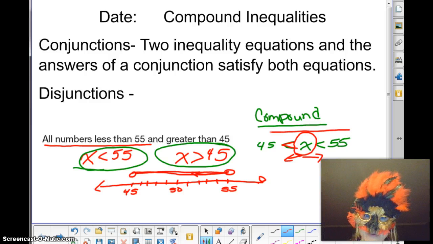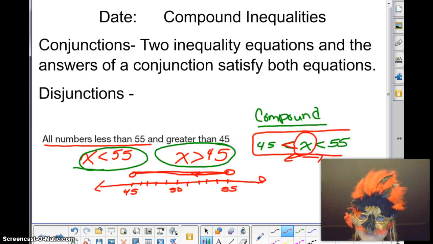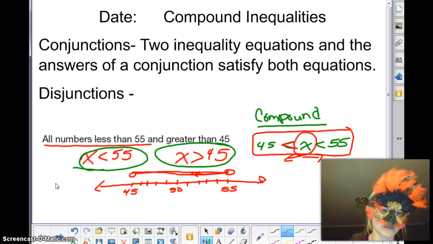So this is called compound form. And this is my answer right here. So my number for x is going to be the numbers less than 55 but greater than 45. So let's look at another example here.